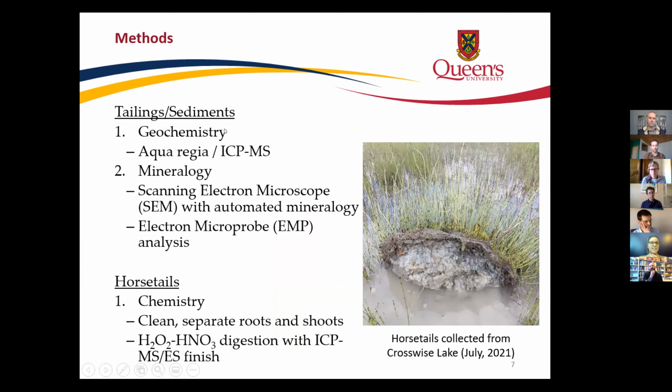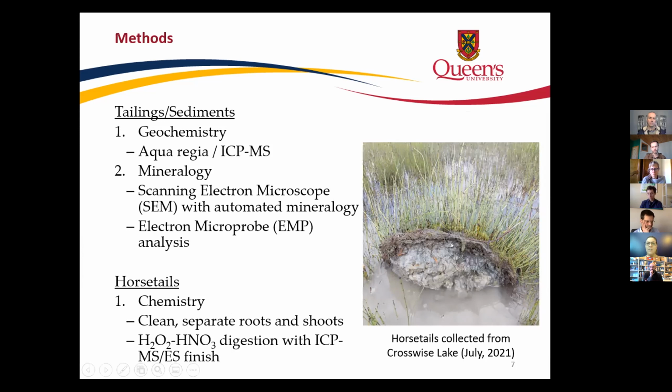For the tailings and sediments, we did geochemistry work with ICP-MS and aqua regia digestion. Mineralogy work is being done with the scanning electron microscope with automated mineralogy, as well as electron microprobe analysis. For the horsetails, we are analyzing the chemistry by a hydrogen peroxide and nitric acid digestion with ICP-MS and ES finish.